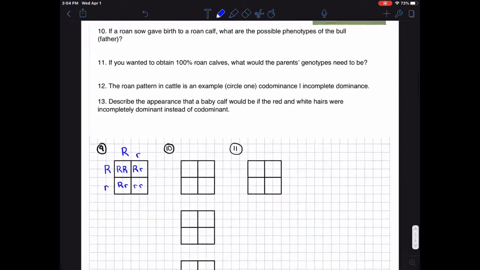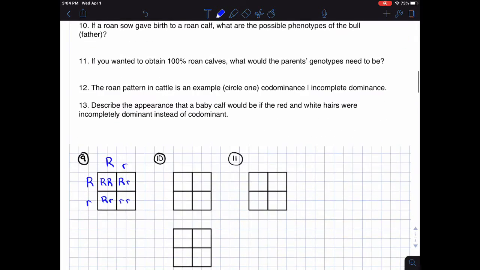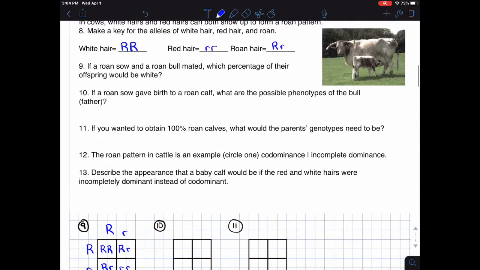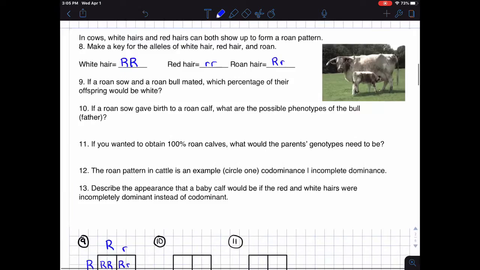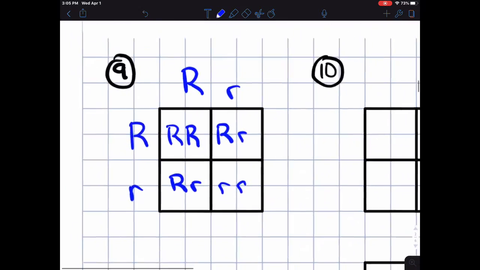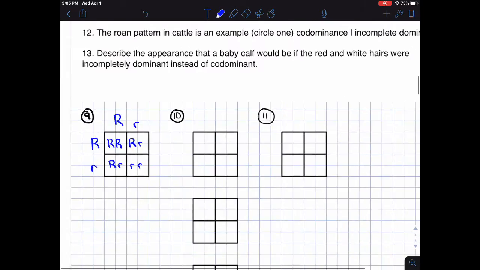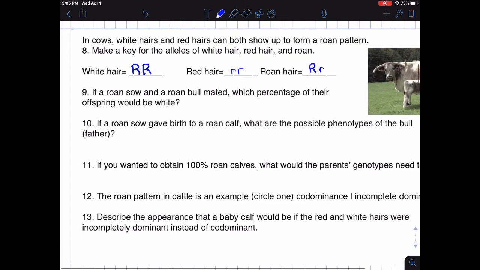And what percentage of their offspring would be white? Looking at our genotype, we see that white hair is capital R, and referring back to our Punnett square, we see one of the 4 children is capital R. So you get 1/4, or 25%.